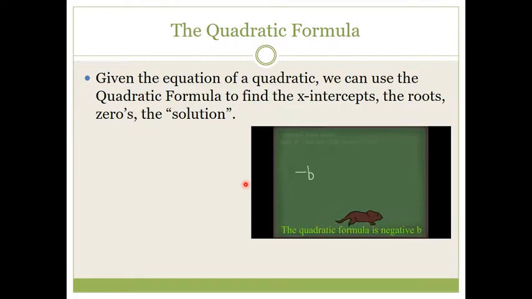The quadratic formula's negative b plus or minus the square root of b squared minus 4ac all over 2a.